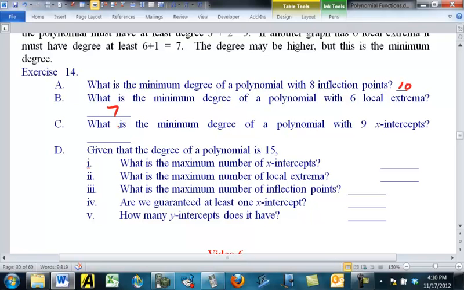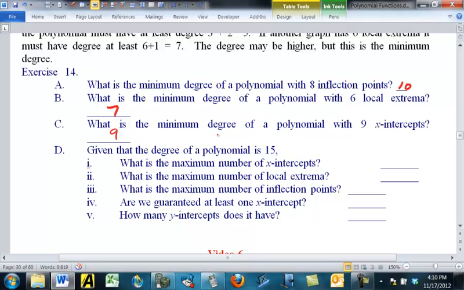What's the minimum degree of a polynomial with 9 x-intercepts? Well, basically 1 x-intercept for each root, which means each factor. Roots and factors go together, so you got to have at least degree 9. Could be bigger than these numbers, but it can't be smaller. So this is the minimum amount.